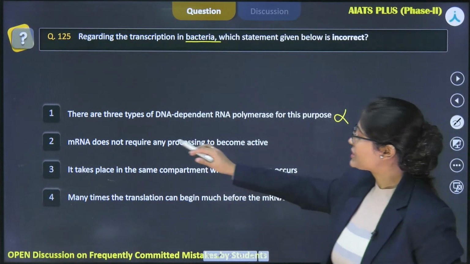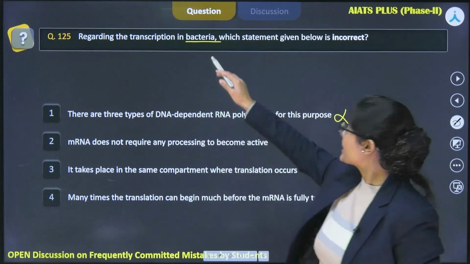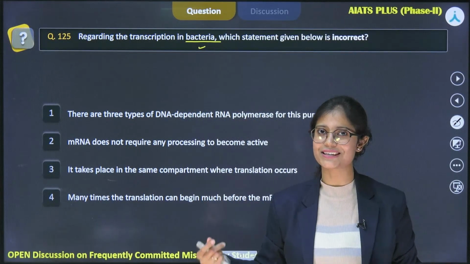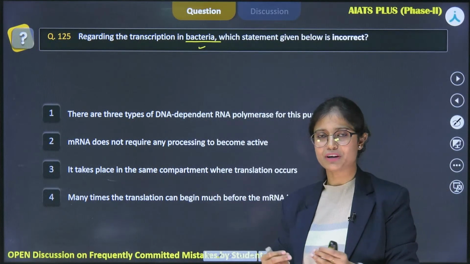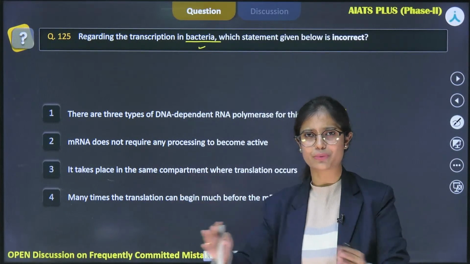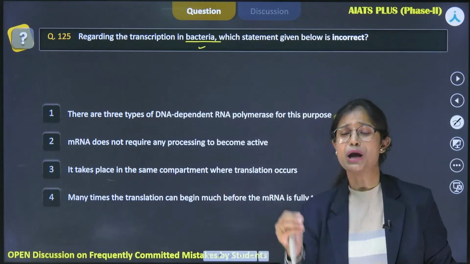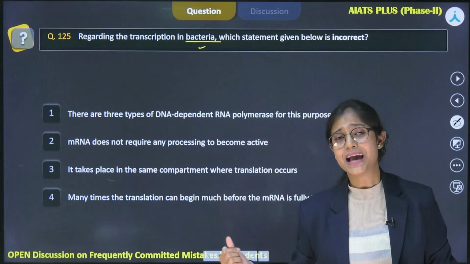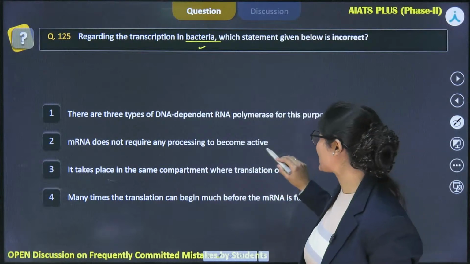Let's see the second one, which says mRNA does not require any processing to become active. Yes, bacteria की बात हो रही है. As I've told you, the site of transcription in bacteria is cytosol. So वहाँ पे कोई requirement नहीं है to further modification की, so that it can move from the nucleus to the cytoplasm like that way, जैसा कि हम eukaryotes में देखते हैं. For example, the splicing, polyadenylation, poly-A tail, etc. All those things will occur in eukaryotes but not in prokaryotes. So ये statement correct हुआ.